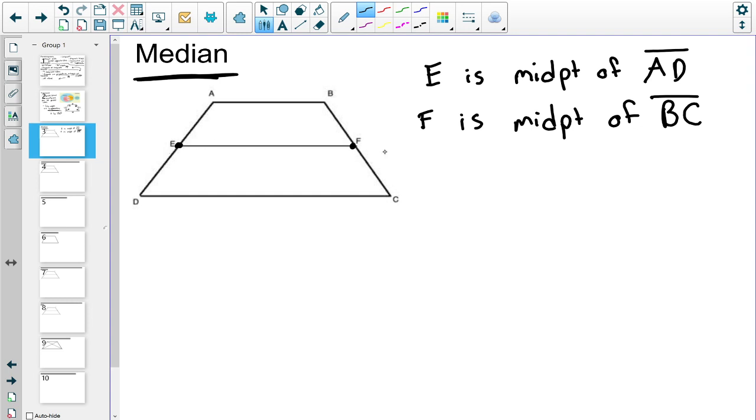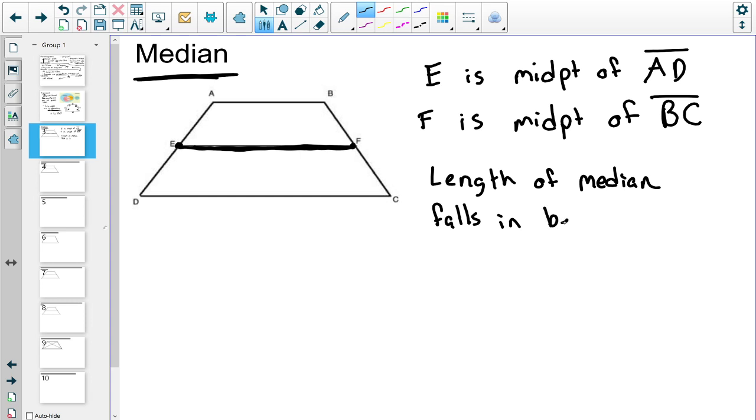So you're always going to see it coming somewhat horizontally, I guess this depends on the orientation. But remember, it's going to connect to those legs, which are the ones that are not parallel. Some more information on the median. The length of the median is always going to fall in between the lengths of the bases. And this makes sense when we look at it.